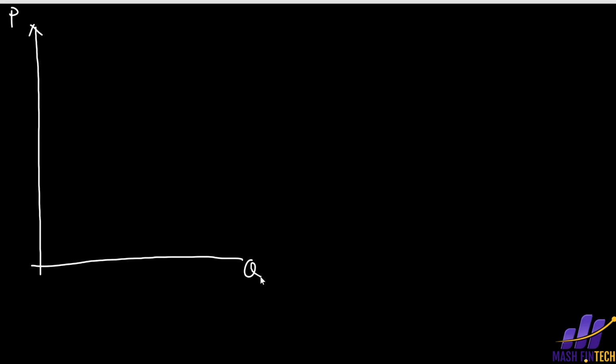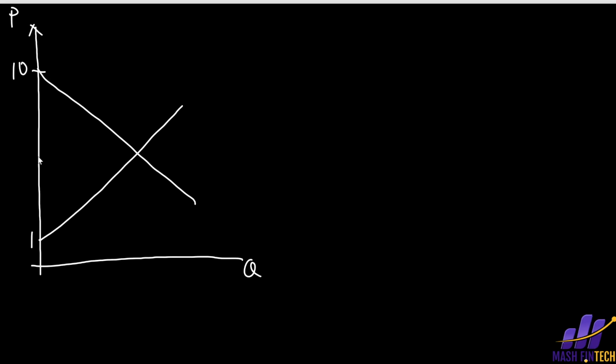I'll quickly draw it here. There we go. All right. Price here, quantity there. Remember, the demand curve was intersecting at 10 here, and the supply was intersecting at 1 here.